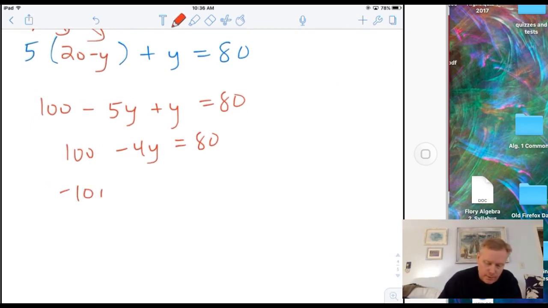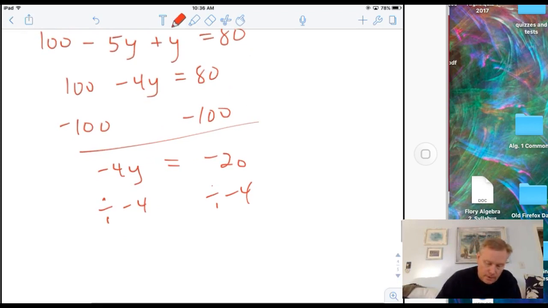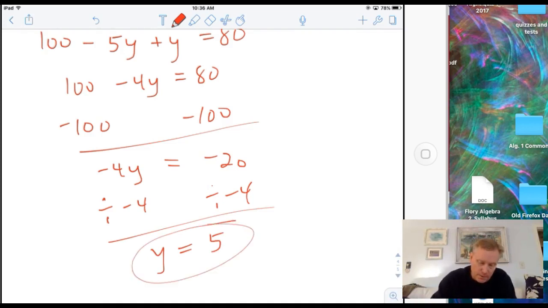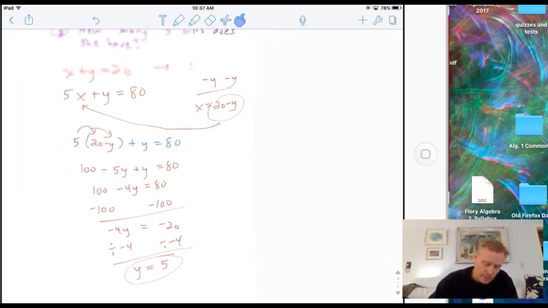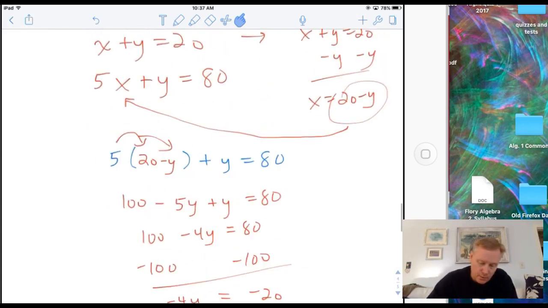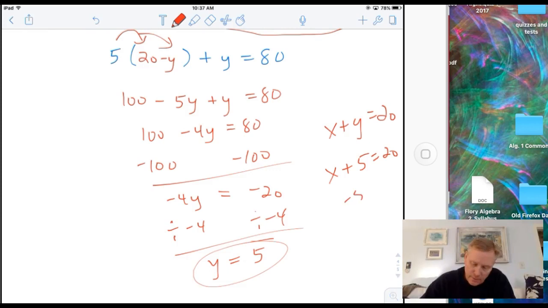Next, I'm going to subtract 100 from both sides. 80 minus 100 is negative 20. Divide by negative 4, and I'll get my answer of y equals 5. Okay, so if y is 5, she had 20 bills altogether, which means 5 plus 15 is 20, or you could have taken that original equation, x plus y equals 20, and solved for x. Subtract 5, x equals 15.